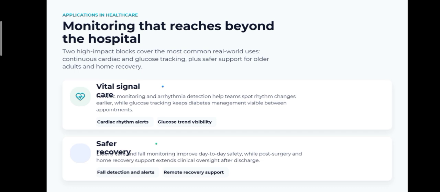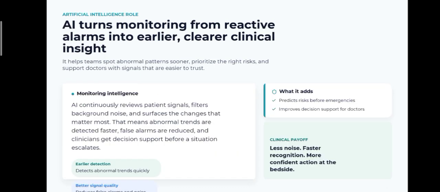Role of artificial intelligence. Artificial intelligence plays a major role in modern healthcare monitoring. AI continuously analyzes patient data and identifies abnormal trends that may indicate health risks. It reduces false alarms, improves signal quality, predicts potential emergencies, and provides valuable decision support for doctors. This leads to faster and more accurate clinical responses.